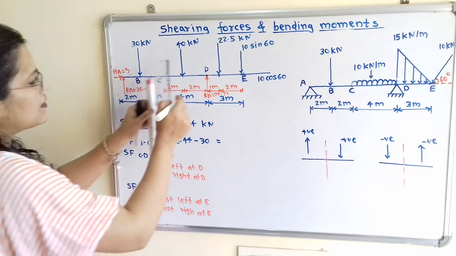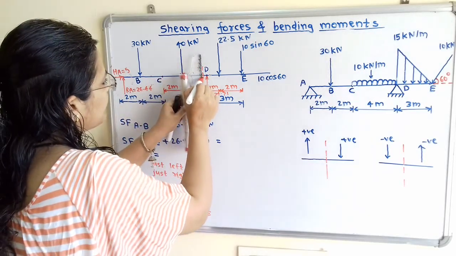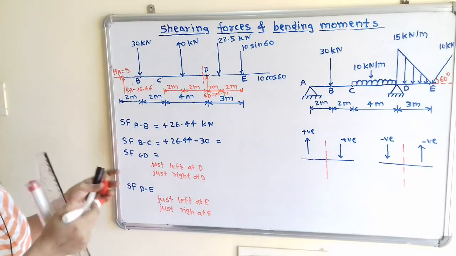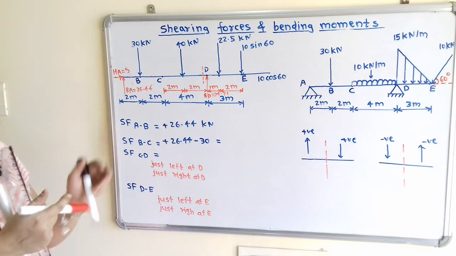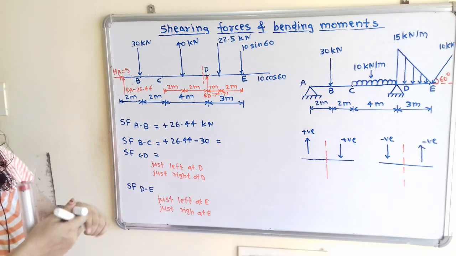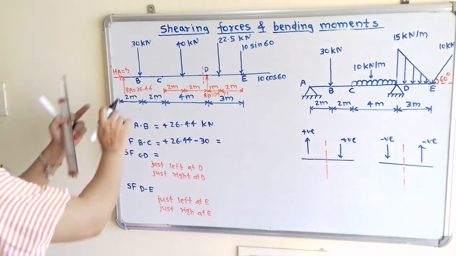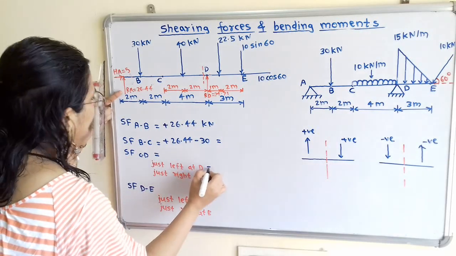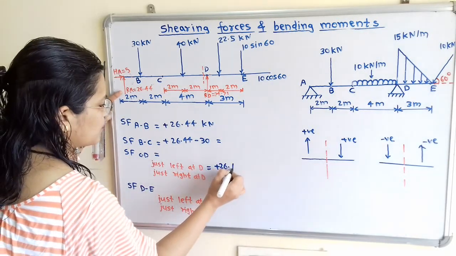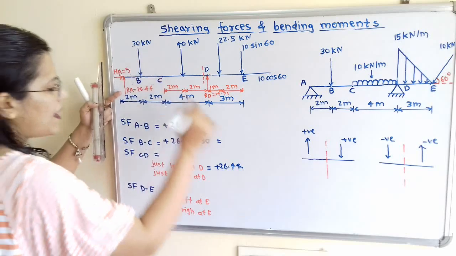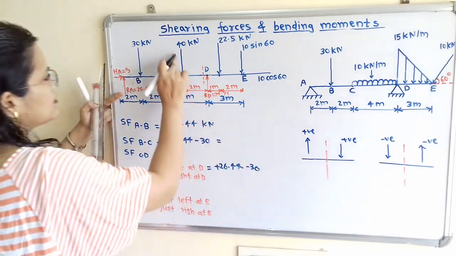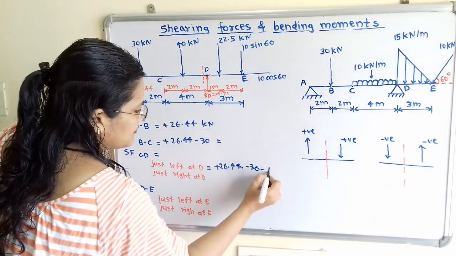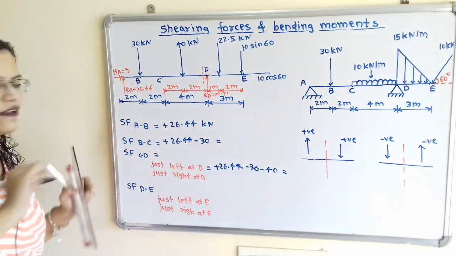Now we will consider the section at the left side of the point D. So again we will apply the same rule. We will take the summation of forces on the left hand side. So on the left hand side there is upward direction. So here we will take plus 26.44, then second minus 30, and next is minus 40. We have to calculate this.